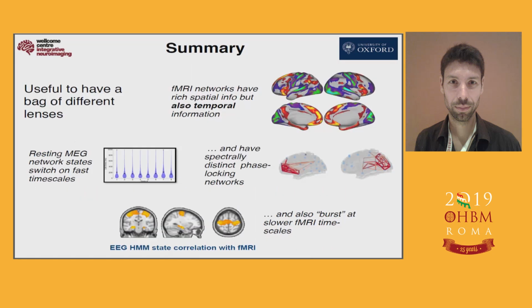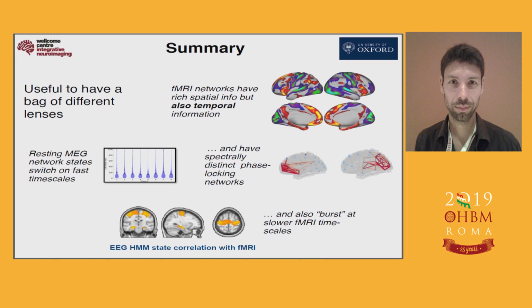With a little bit of time, I'm going to finalize my talk. From a methods point of view, I think it's useful to have a bag of different lenses, and in particular, having a framework that can be used across time scales is useful for interpretation purposes. In this case, we've seen that there are fMRI networks that have rich spatial properties, but also remarkable temporal properties. And we have quick MEG states that fluctuate quickly.